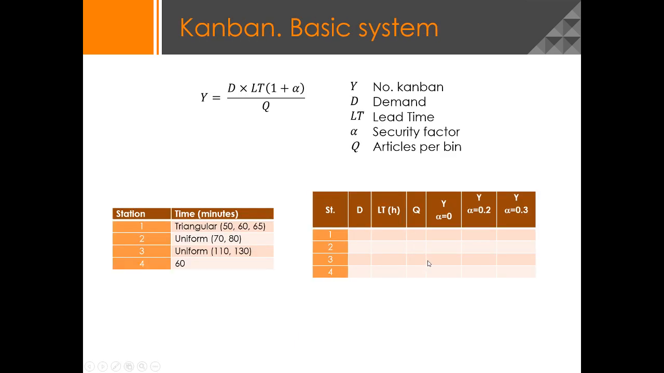And we will do the calculation of what is expected in terms of the number of cards we have to produce. There are several expressions, but we have this one here, which gives the number of Kanbans in every station. It is this fraction where we have the demand, the lead time, the safety coefficient alpha, and the articles per bin. I will explain in the next video how to calculate these theoretical values, and then we'll check with the simulation model if this works fine or not.